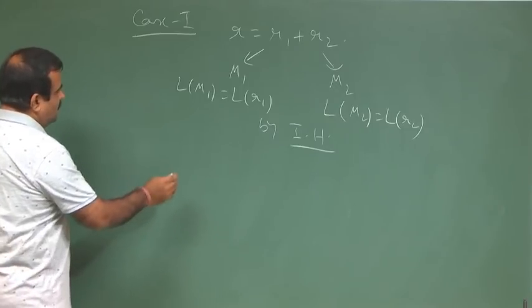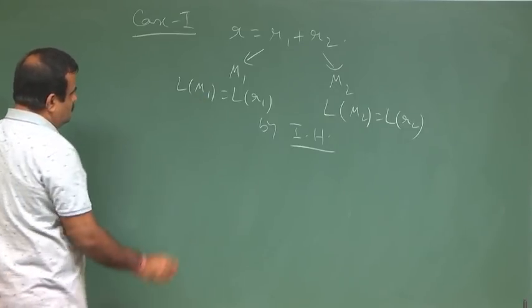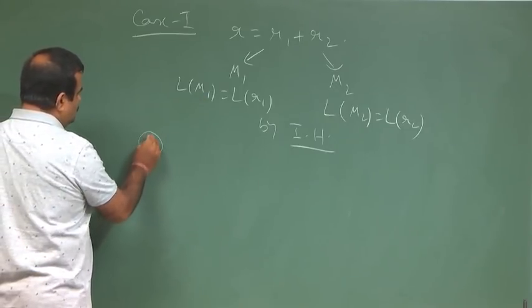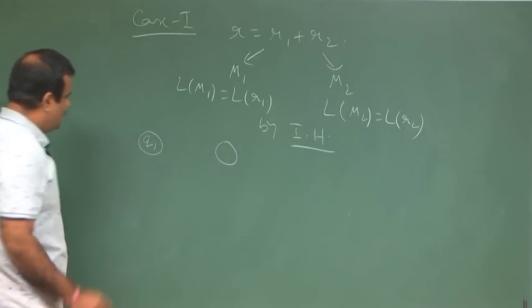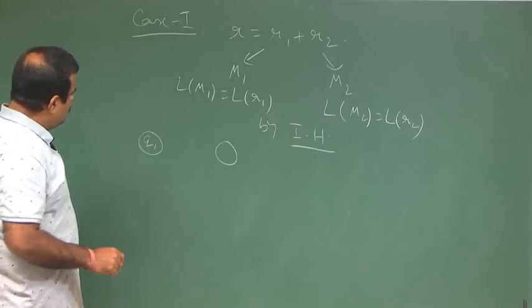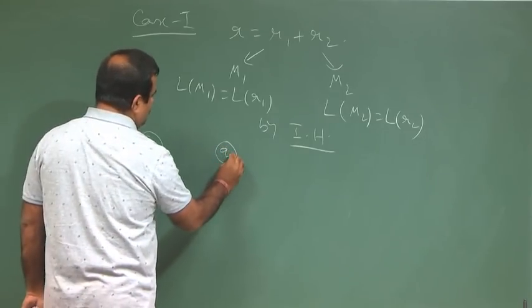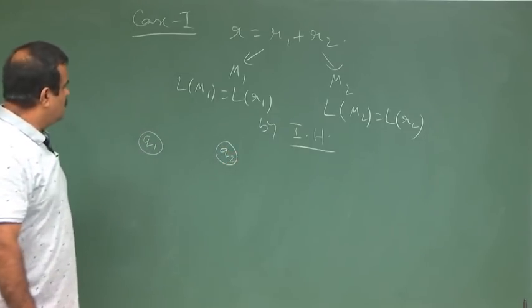So, suppose we have M 1. So, suppose M 1 is like this, we are starting with some Q 1, and then say Q 2. Okay.